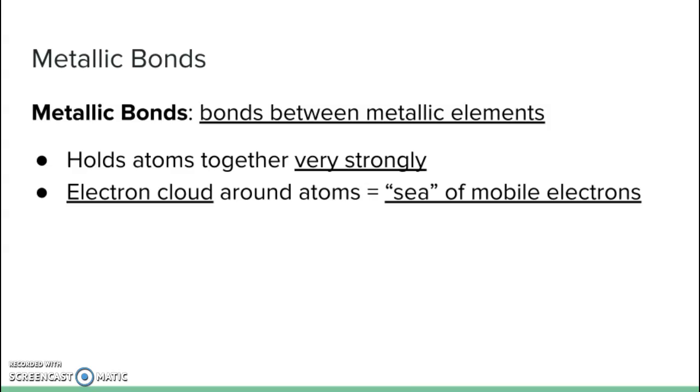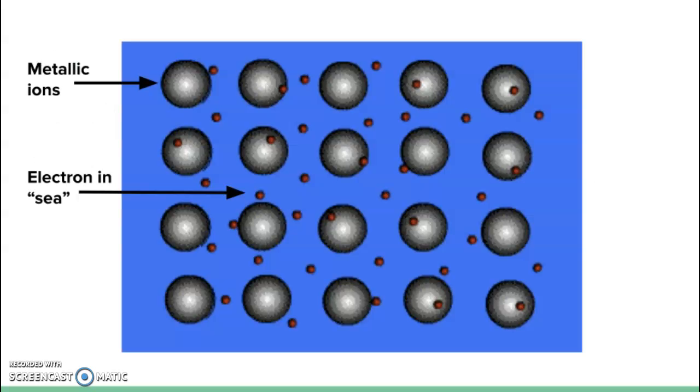So they're extremely strong. And they are composed of an electron cloud around atoms that create a sea of mobile electrons, all right? So when I have a metallic bond, here's how it works. I have my ions here, my atom, my ion, and then I'm surrounded by this sea of electrons, okay? So anytime you see the word sea of electrons or mobile electrons, you want to think metallic bonding, okay?